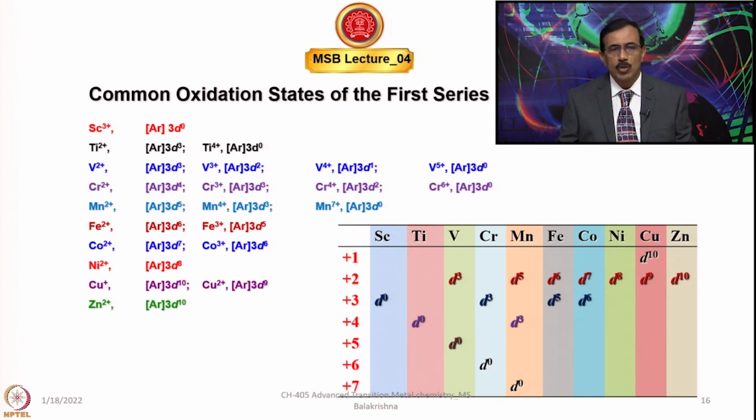In the case of cobalt also +2 and +3 are more common. In the case of nickel we see nickel +2 and in some cases nickel +4, and copper shows +1 and +2 states, and zinc shows the +2 oxidation state.